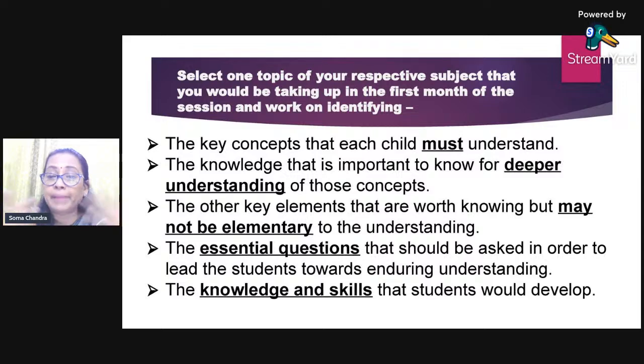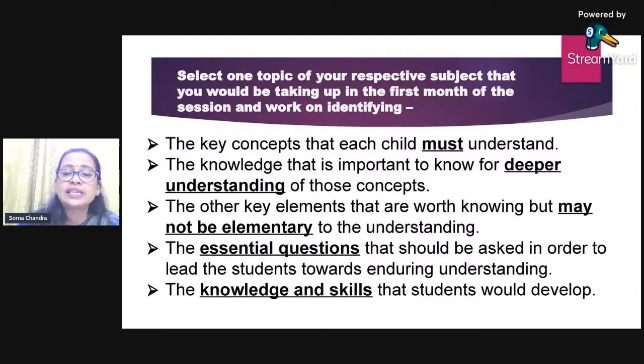Key concepts are big ideas that serve as the foundation of learning in a subject. The second point is the knowledge that is important for deeper understanding. It refers to facts, theories, and explanations. The third point, other than key elements, is what is worth knowing but not elementary to understanding. These elements enrich learning but are not essential for grasping the key concepts. They add value by broadening students' perspective.